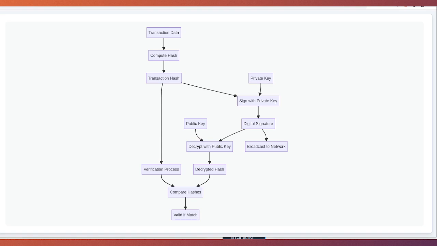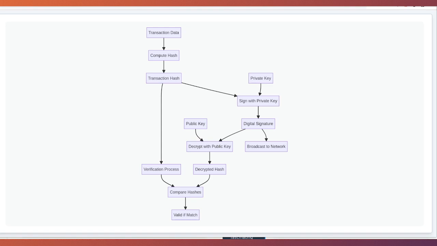Other participants can use your public key to decrypt the signature and compare it to a hash they compute from the transaction data. If they match, it proves two things. First, that the transaction definitely came from the owner of the private key. And second, that the transaction hasn't been altered since it was signed. Even a tiny change to the transaction would result in a different hash and the signature wouldn't verify.